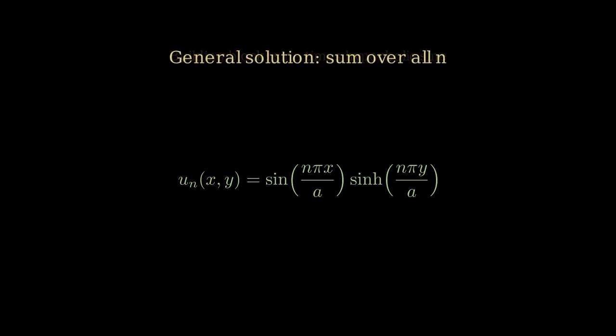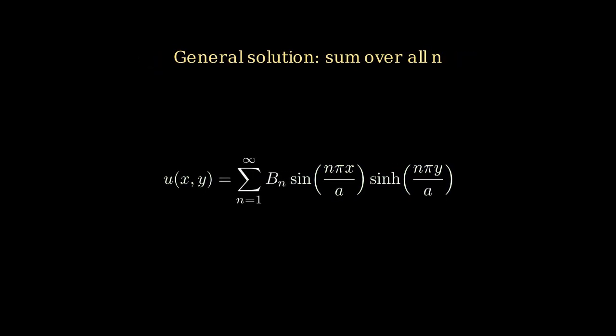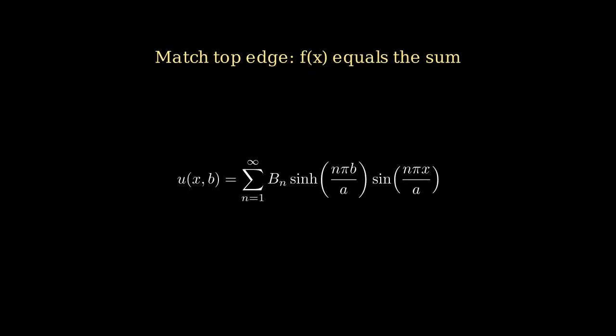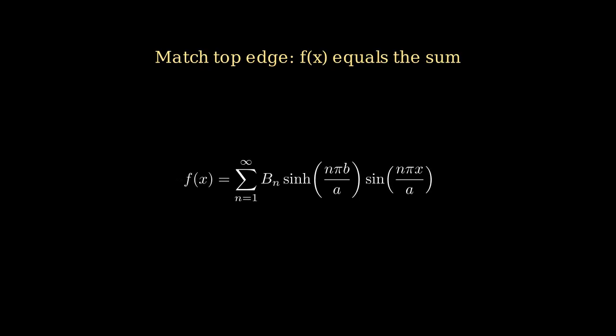Adding up all these building blocks gives the general solution u(x,y) = the sum over n of b_n times sin(n pi x / a) times sinh(n pi y / a). Now we match the non-zero top edge. Setting y equal to b, we need f(x) to equal the sum over n of b_n times sinh(n pi b / a) times sin(n pi x / a).